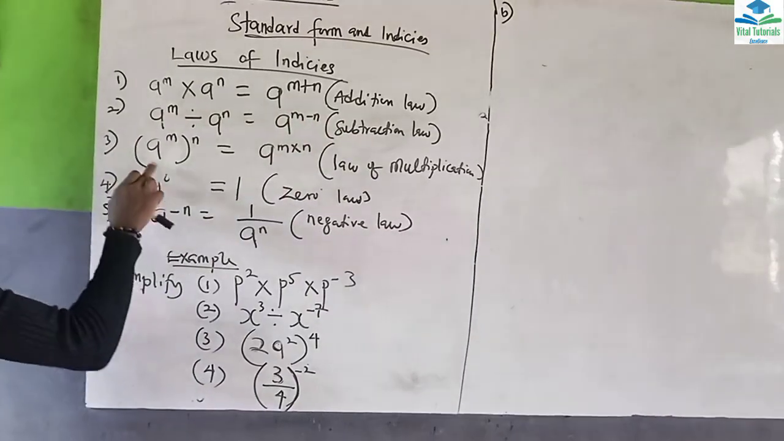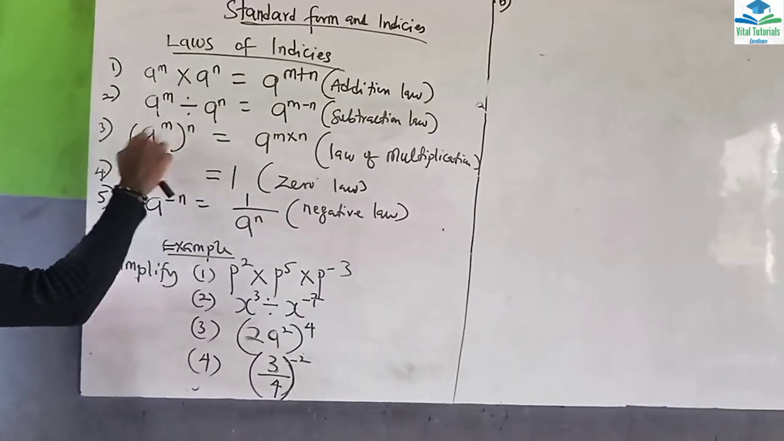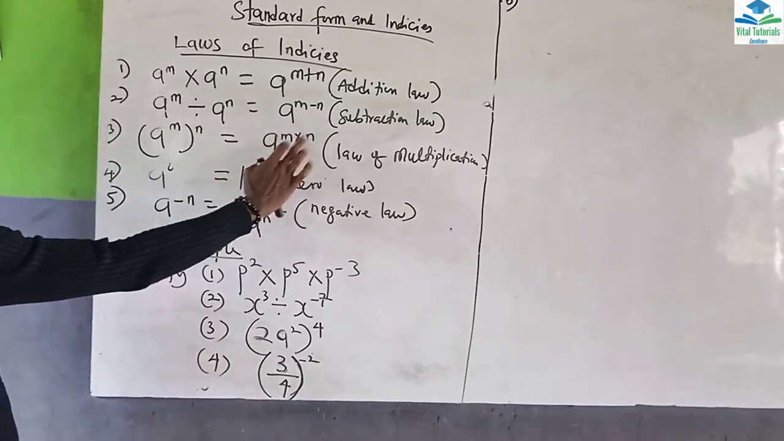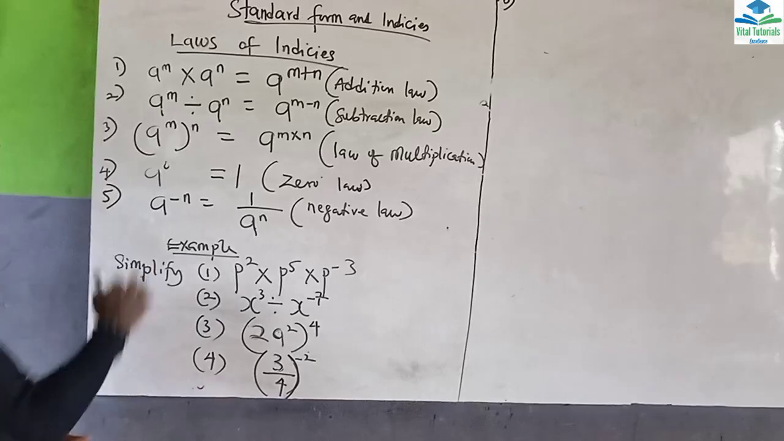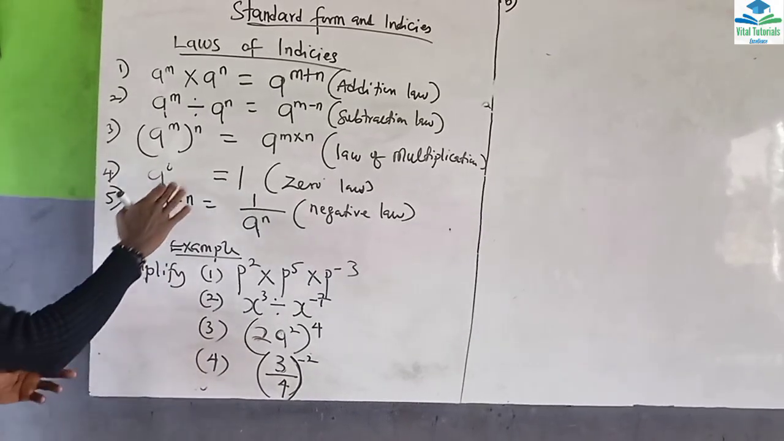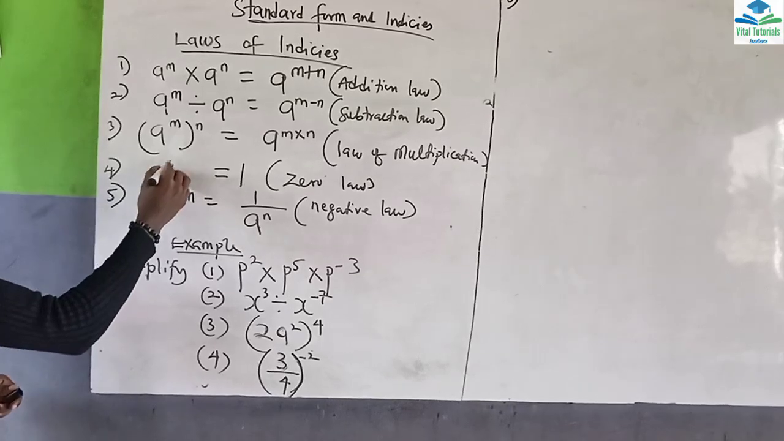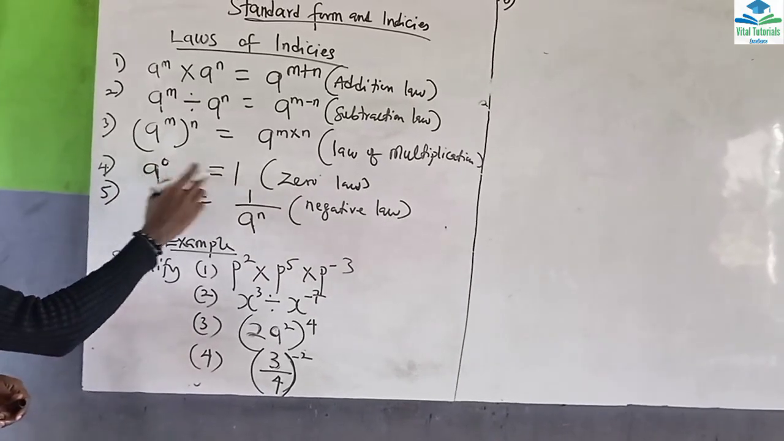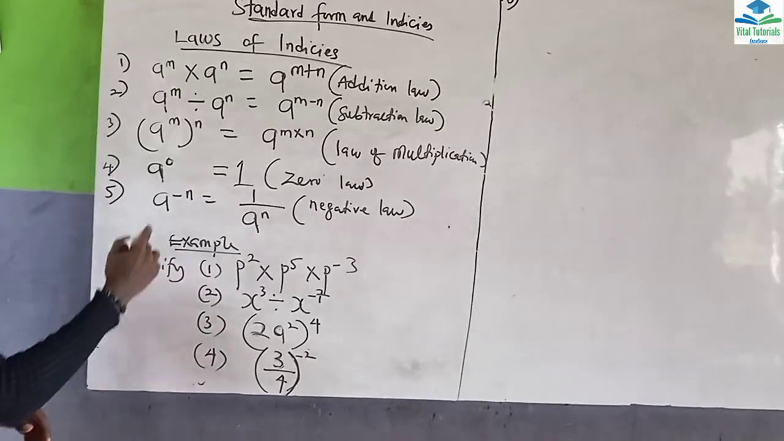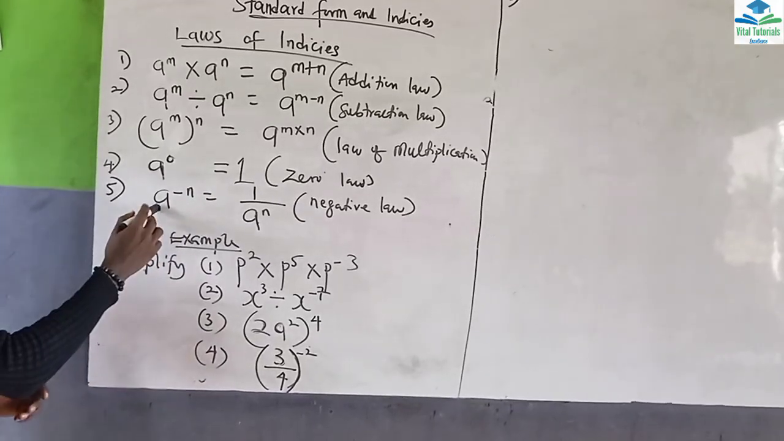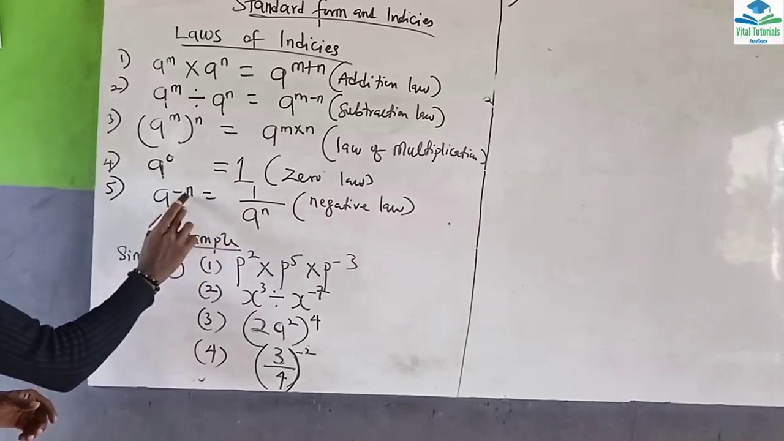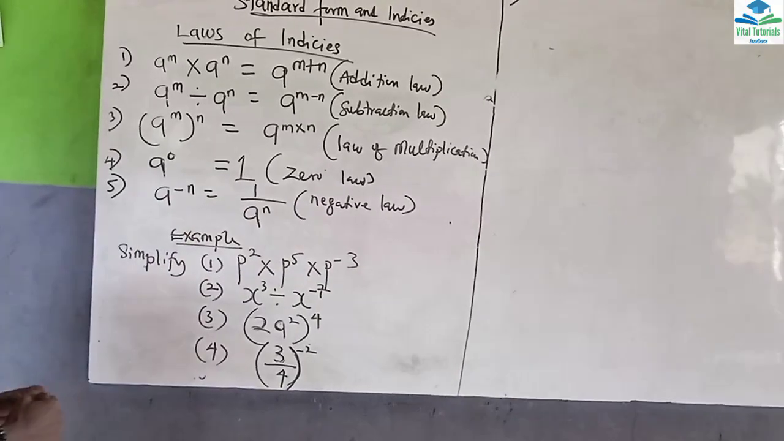That's the subtraction law. But if you have in brackets a raised to the power of m and after the bracket you have n, all you need to do is multiply this m by this n. That's the law of multiplication. For the zero law, in indices, anything raised to the power of 0 is 1, always, no matter what it is. While for the negative law, if there's a negative power, let's say a raised to the power of negative n, this negative will become 1 over a raised to the power of n.